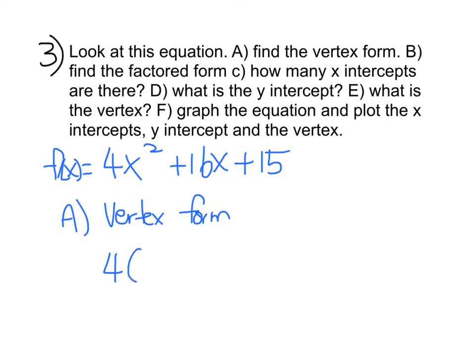So when we pull it out, that means we're going to divide, okay? So 4x squared divided by 4 is x squared. 16x divided by 4 is plus 4x. And then we're just going to close our parentheses. Now what do we have left? We have plus 15 left, okay?